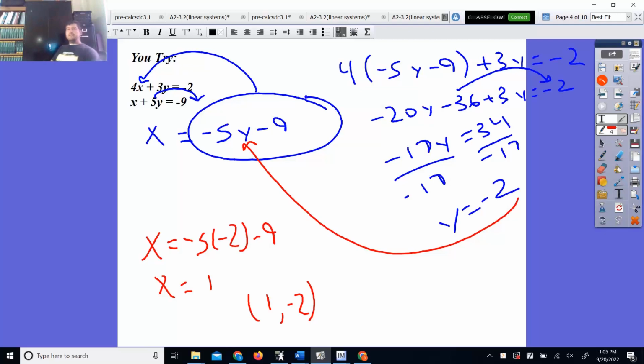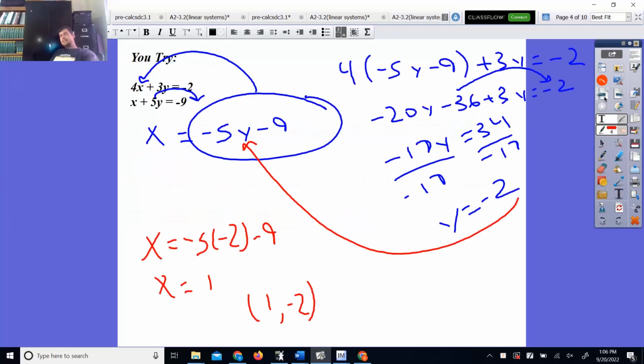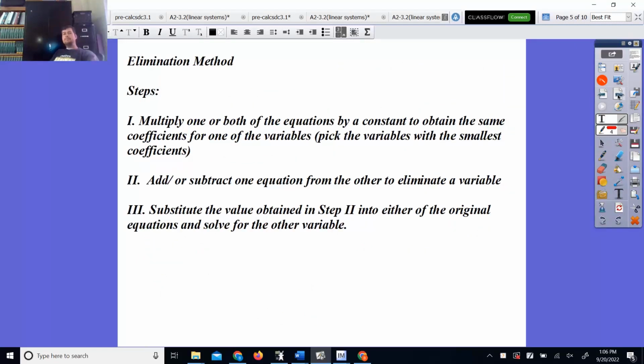All right, so that should be it for the substitution method. And believe it or not, this is the fastest method. It's called the elimination method. It's got a lot of steps to it, but substitution is kind of chaotic in its layout: you do stuff here, then you do stuff there, bring it back. The elimination method doesn't have that problem. The steps are to multiply one or both of the equations by a constant to obtain the same coefficients for one of the variables, add or subtract one equation from the other to eliminate a variable, and then substitute back in.